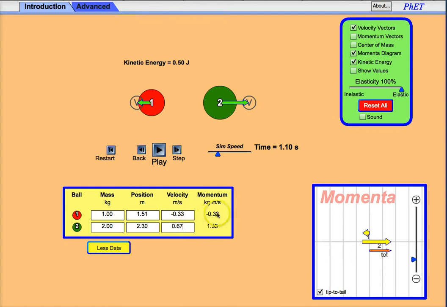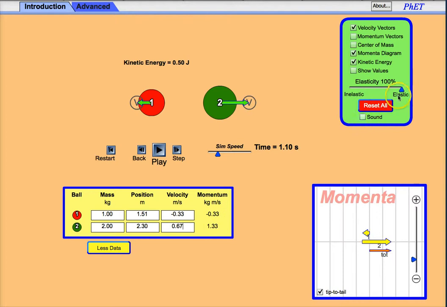Okay, these are the momenta, which is mass times velocity, of each of the two balls over here. If we add them up, we can see that the total momentum remains the same: minus 0.33 plus 1.33 works out to 1 kg meter per second, and therefore we can see that momentum is also conserved.